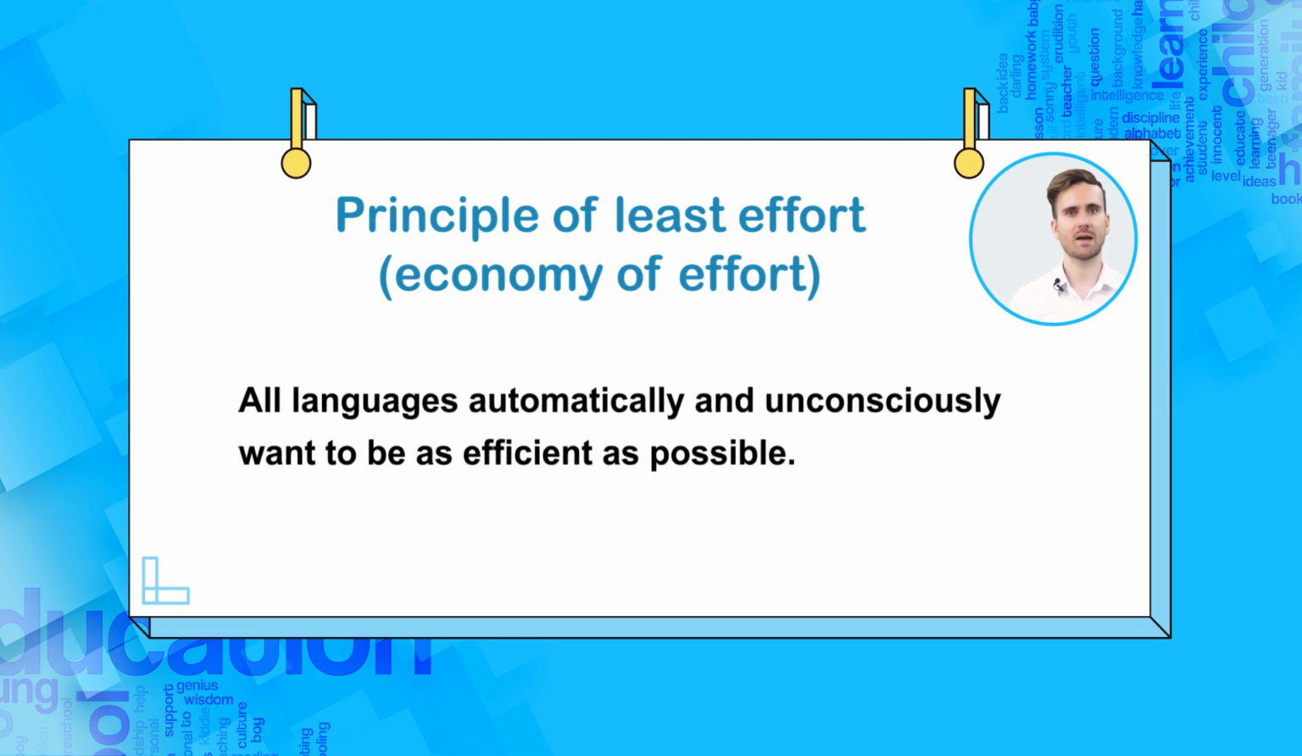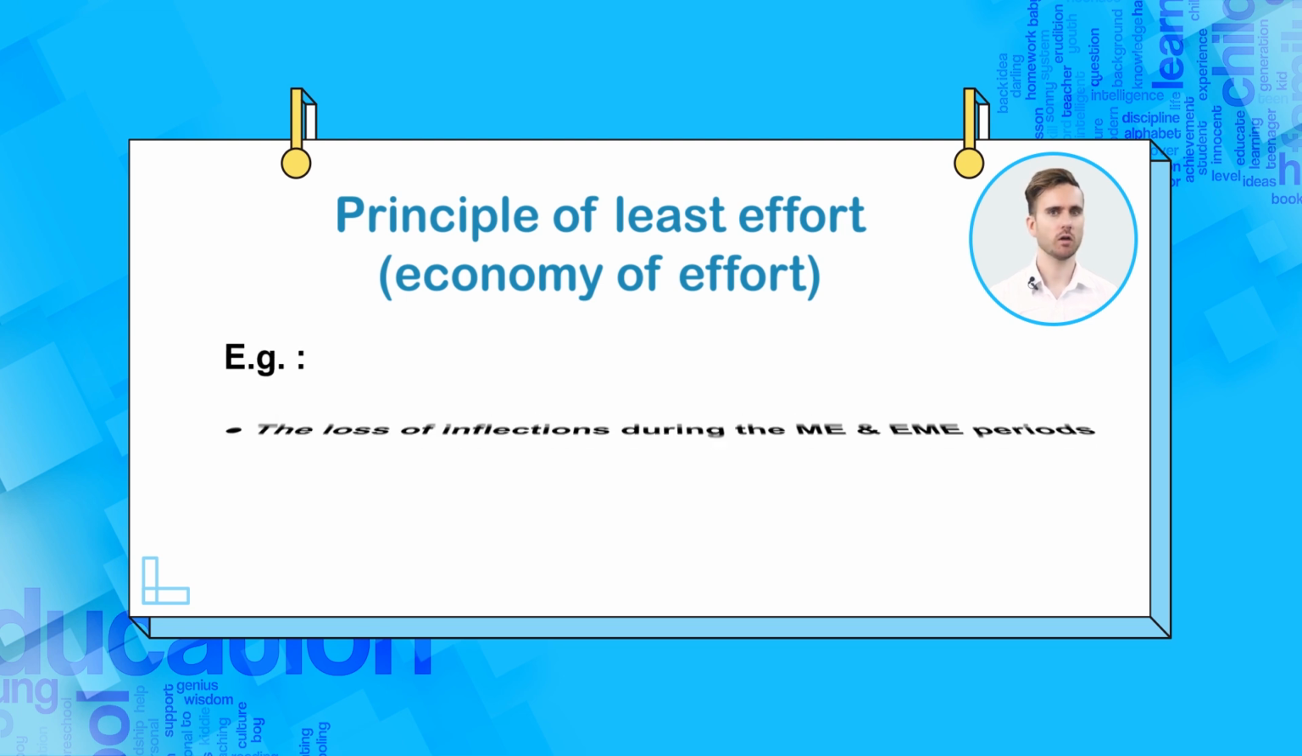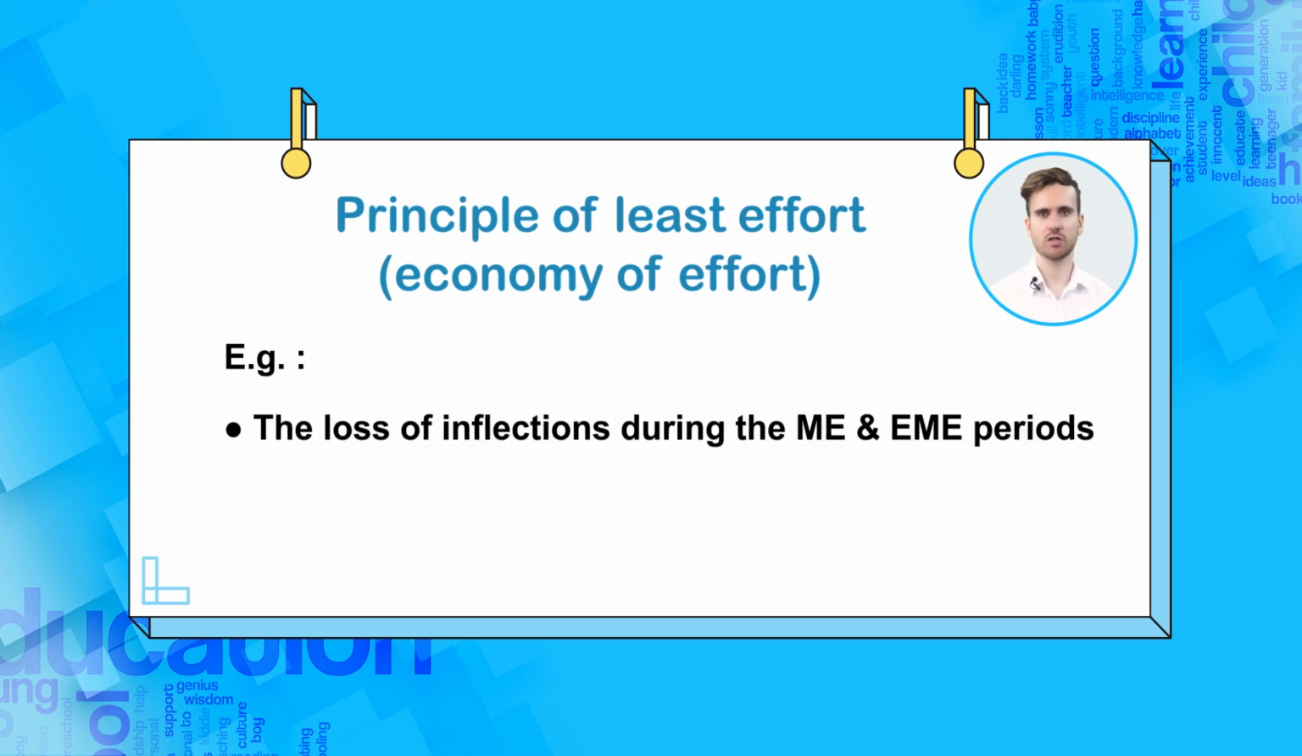All languages automatically and unconsciously want to be as efficient as possible. This is known as the principle of least effort or the economy of effort. Therefore, when a language is too complex to be easily used, the inefficient aspects will be simplified over time. The loss of inflections during the Middle English and early modern English periods is an obvious example.